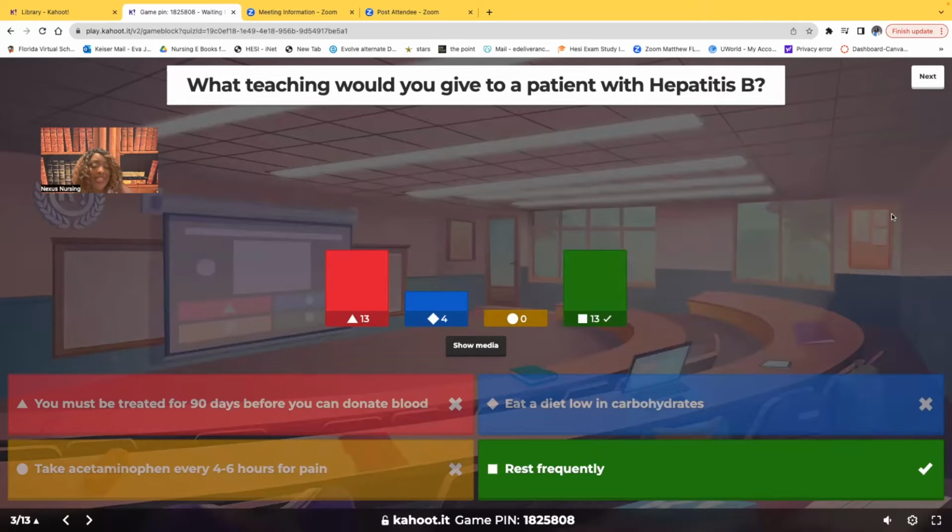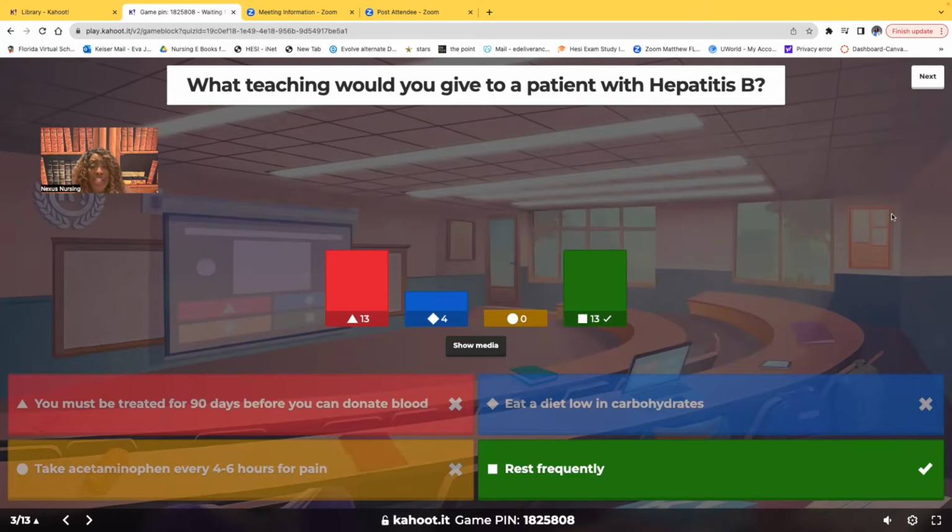Any patient who's been diagnosed with hepatitis B, they cannot donate blood ever in their life ever again. We don't want it. Okay, that wasn't nice, but you know what I mean. I'm saying this so you can remember. Don't cancel me. Any patient who's been diagnosed with hepatitis B can never donate blood. So it doesn't matter that they've been treated for 90 days. They can never donate blood. So that's wrong.